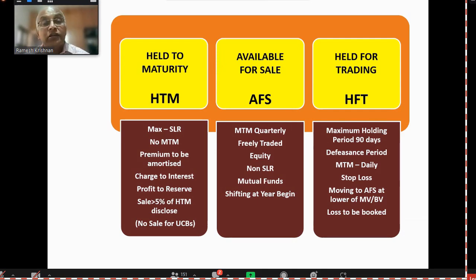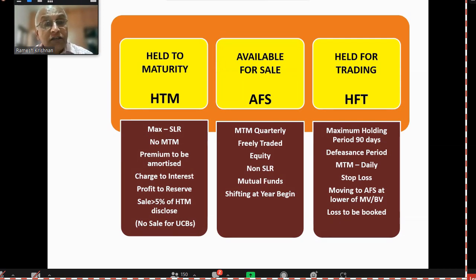That I will be clarifying later. Just remember, charge to interest, I have already put it there. And the profit you make from bonds which are categorized in the HTM category has to be shifted to an investment reserve account. You cannot make it available for free distribution as bonus, dividend, or things like that. Only from AFS and HFT, whatever profit you make, you can distribute as dividend. But whatever profit you make from selling bonds from HTM, you have to transfer to an investment fluctuation or investment reserve account.